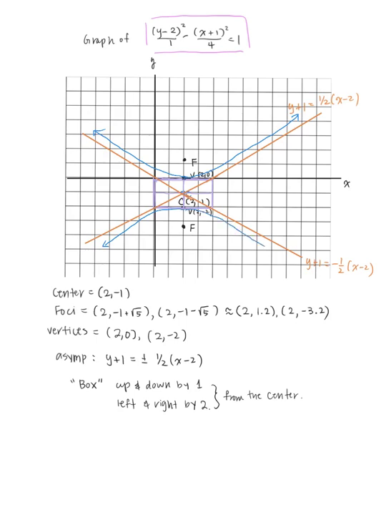Oh my goodness. Well, I did the best I can here. So please pretend that that is the beautiful hyperbola. This is our graph for (y-2)^2 over 1 minus (x+1)^2 over 4 equals 1. All right, I am done torturing you for the day.